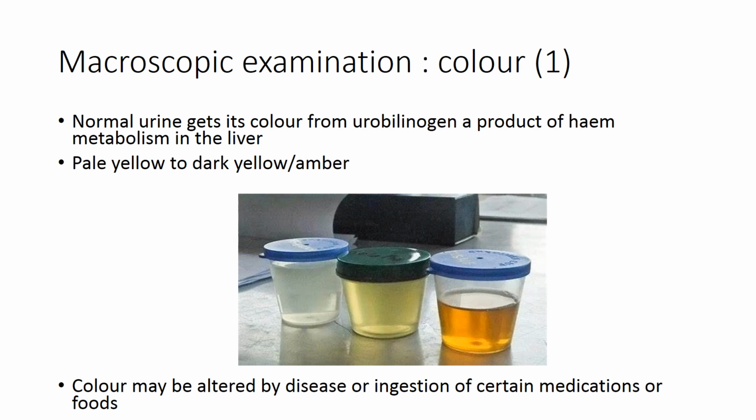Macroscopic examination firstly has to do with the color of the urine. Normal urine has this pale yellow to dark yellow or amber color, which is due to a pigment known as urobilinogen, which is a product of heme metabolism in the liver. But bear in mind that this normal color varies depending on the hydration status of the patient, so the concentration of the urine, as well as certain medications, and will also change in different disease states.